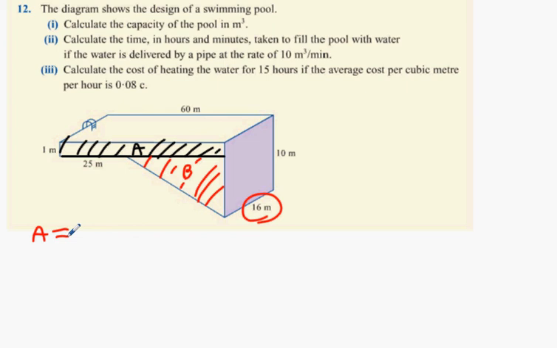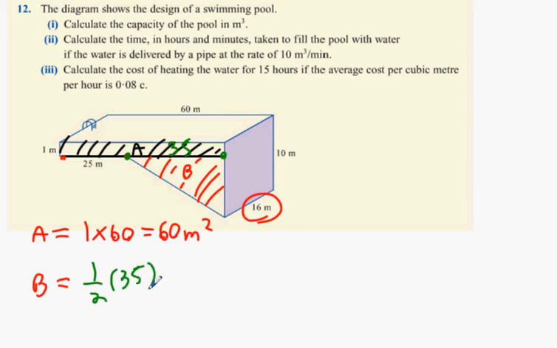A equals 1 across and 1 down and 60 across. The 25 is to here. So it's going to be 1 multiplied by 60, which is just 60 meters squared. Area of B, anybody? It would be 60, but 25 meters went to the shallow end. So how many meters do I have left for the deep end? 35. So it's going to be a half 35 times.